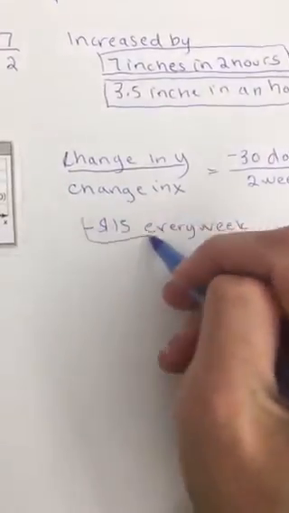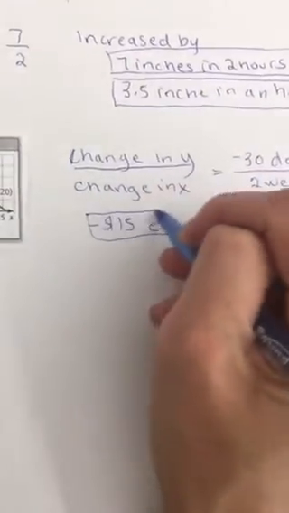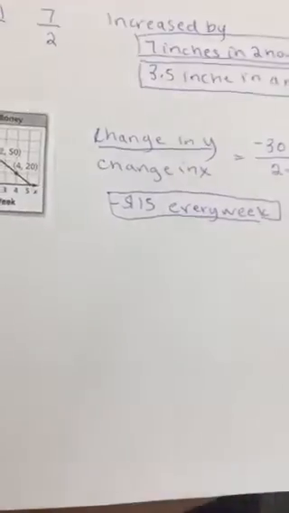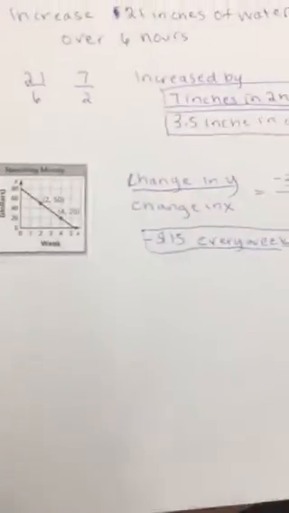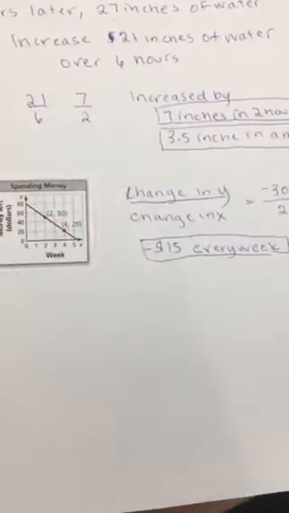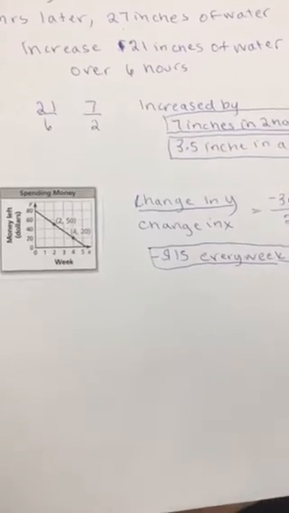And I could use this information to be able to write a scenario for the situation. I could also use the initial value and write an equation if I wanted to. So there's all different ways that we can use rate of change in our problem sets.